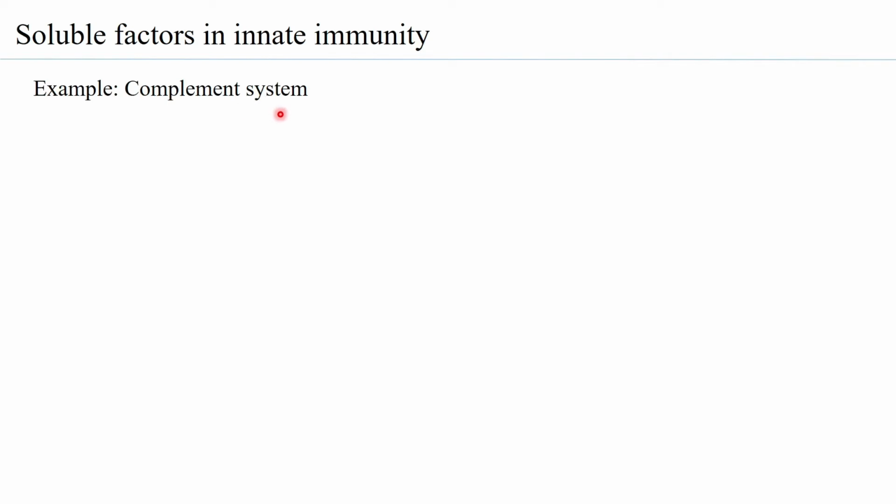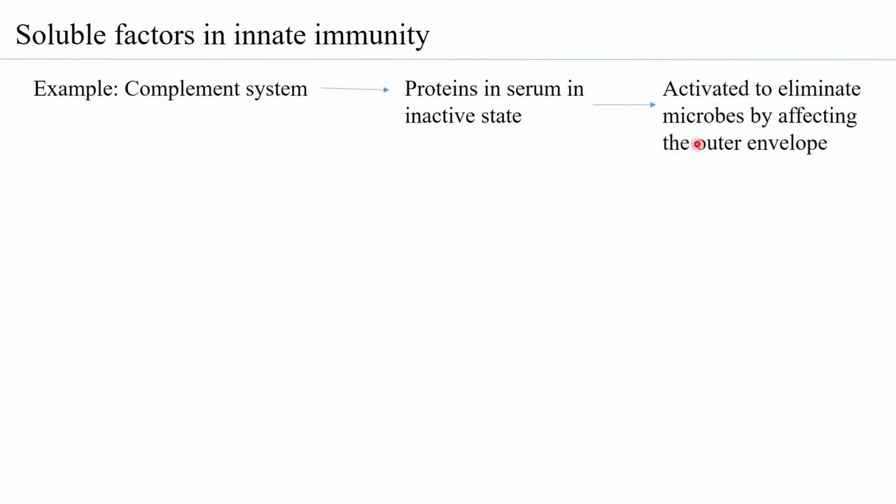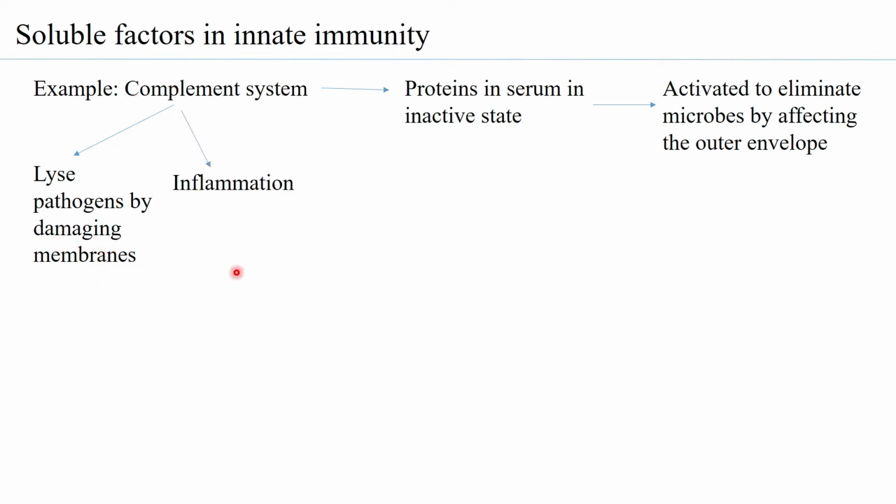Another example is that of the complement system. The complement system is a set of proteins that are present in the serum in an inactive state, but it can be induced by foreign particles to become active, and in the activated form, it eliminates microbes by affecting the outer envelope, basically the membrane, of the pathogen. So the complement system is able to lyse the pathogens by damaging their membranes. It can induce inflammation, and we all know that by inflammation there can be elimination of microbes.